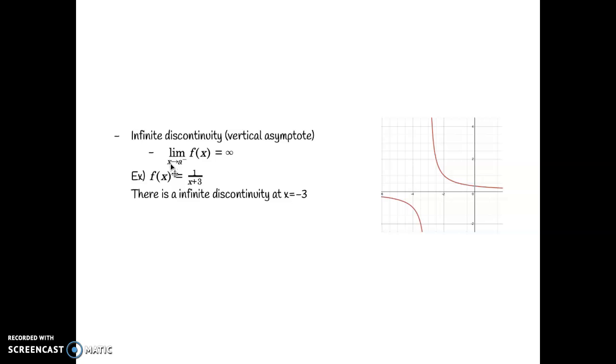This is when the limit as x approaches a from the left or from the right approaches infinity. Look at this example over here, f of x is equal to 1 over x plus 3. When you plug in negative 3 into this equation, it becomes undefined, so you know that there's going to be a discontinuity here. And since it's only in the denominator, it's going to be an infinite discontinuity, as you probably learned in algebra 2 or pre-calculus. So there is basically a vertical discontinuity that looks like a wall that keeps the function from going across it.